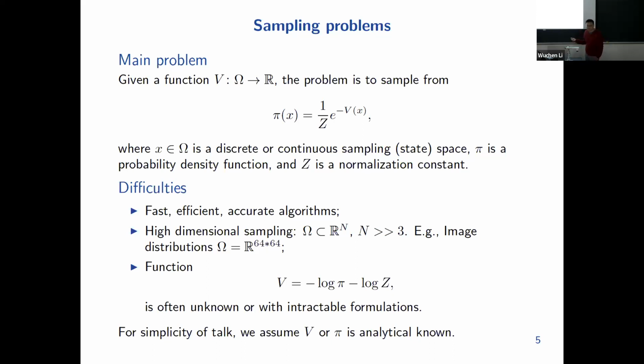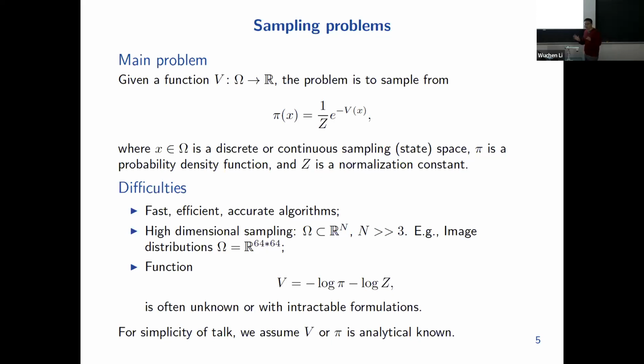Sometimes if you're on a discrete domain, you may have 2 to the power 10 or 2 to the power 100. So this is also a very high dimension. And many times, your V, following this formula, negative log pi minus log Z, is also unknown. Even if it's known, it's with some intractable formulations. That's why this usually comes from the Bayesian inverse problem.